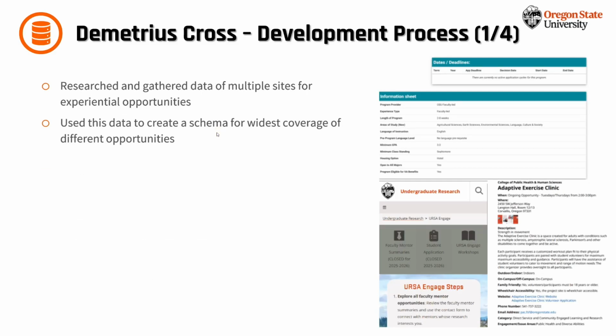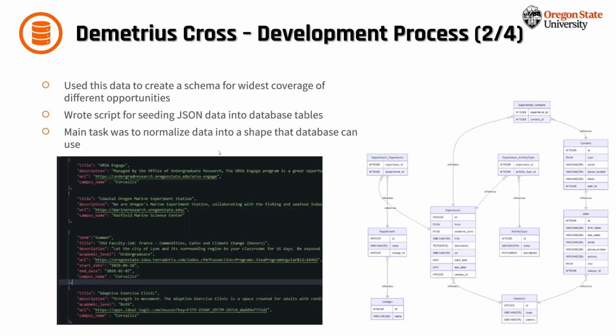The first part of my process was gathering the data from the multiple sites from Dr. Jones for all the experiential opportunities that she lent us. I used this data to create a schema for the widest coverage of different opportunities. And once I had created this schema, I wrote a script in Python for seeding the JSON data of the samples that we use into database tables. And really the main task of this was to normalize data into a shape that the database can use and can be built upon.